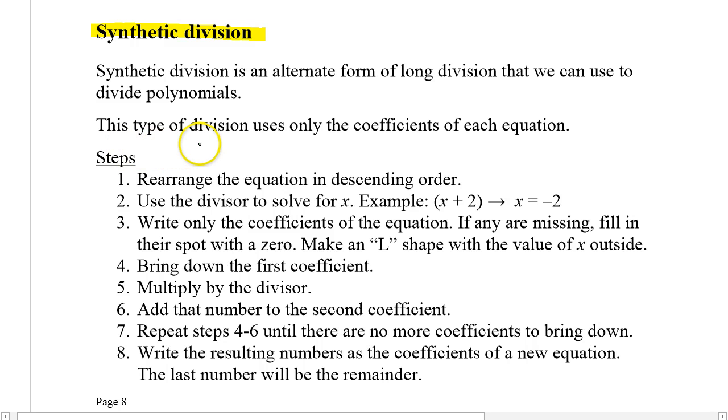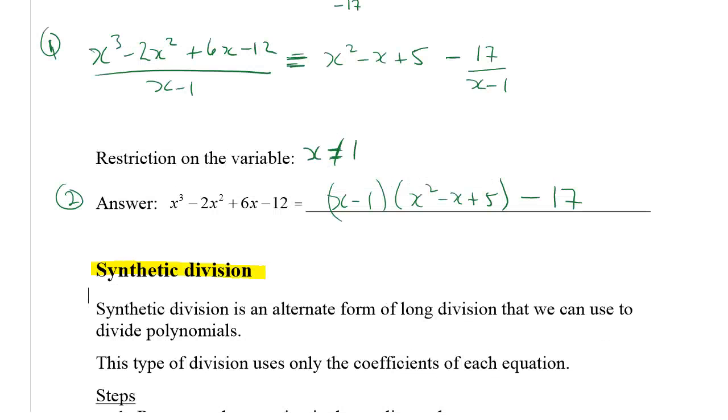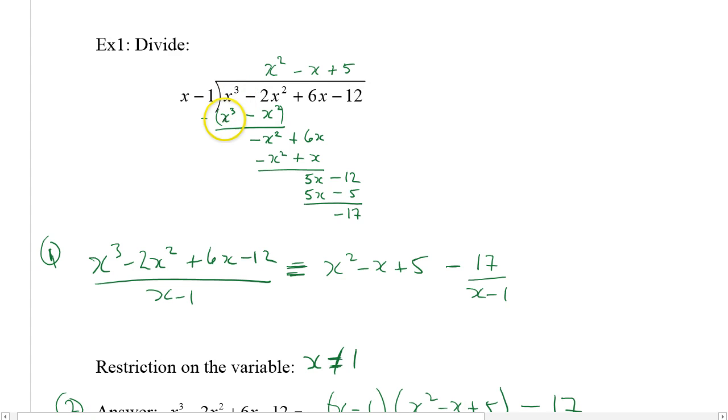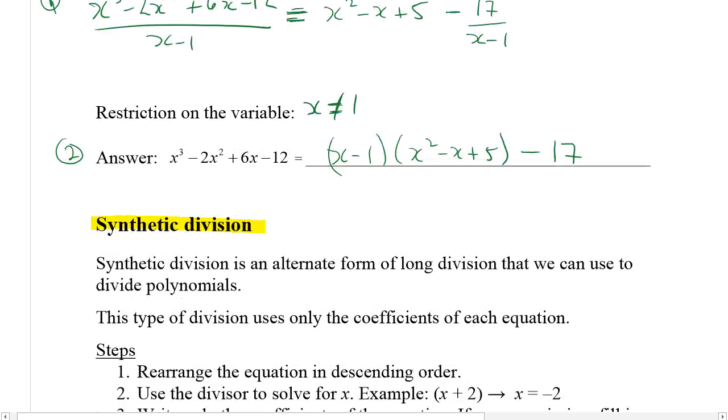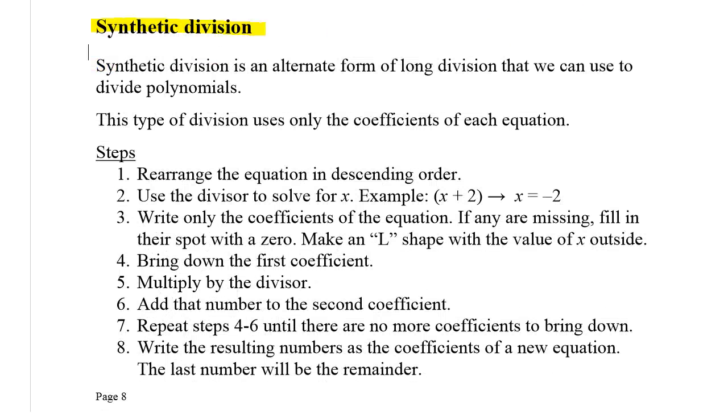So this type of division uses only the coefficients of each equation. So we're not going to be writing down x and x squared and all that kind of stuff. We're going to be taking care of those things by just which column all the numbers are in. So you'll notice when we did this work, this is where all the x squares are, or x cubes are. This is where all the x squares are. This is where all the x's, and these are all numbers. So really it was kind of extra effort of writing that all the time. So this is a system of sort of taking care of that part.